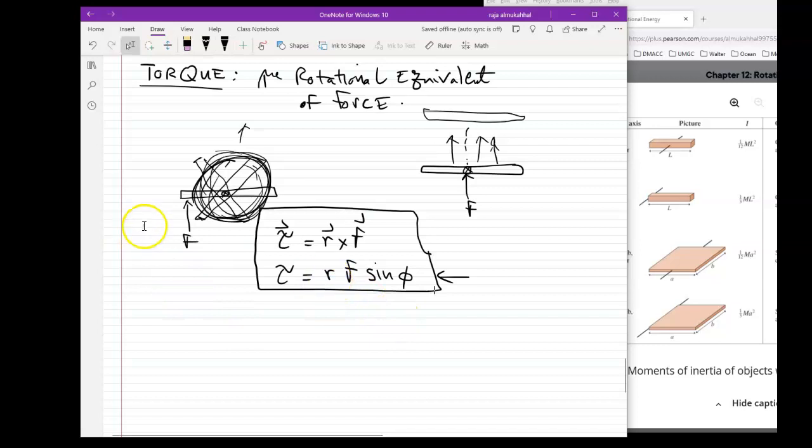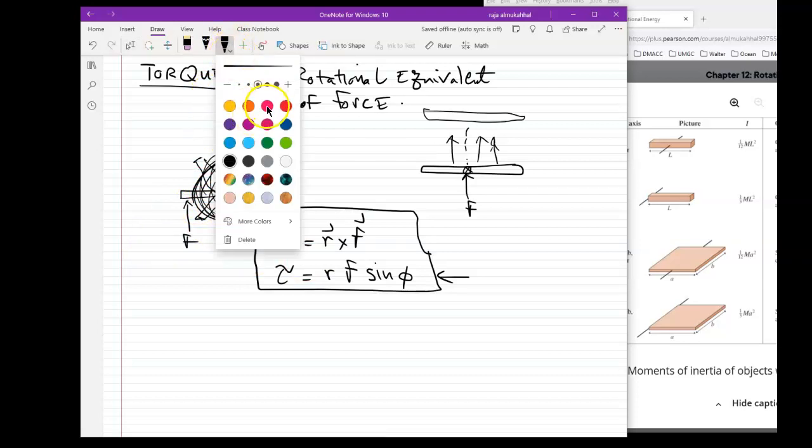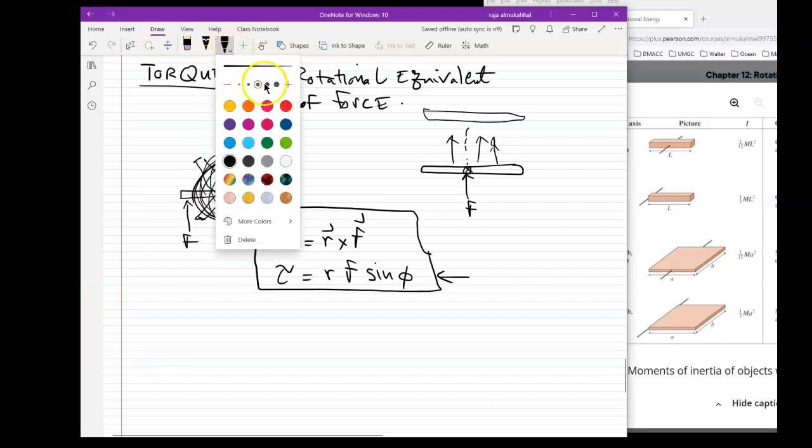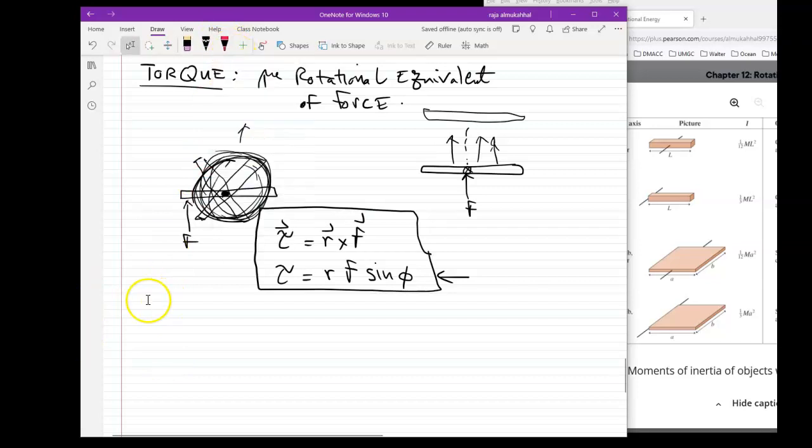Let me go back to this example right here. Let me change to a different color just to show you what R is. R here is a radius. Radius of what? Well, the distance to the center of mass. Hold on, I didn't change the color yet. Okay, there we go.